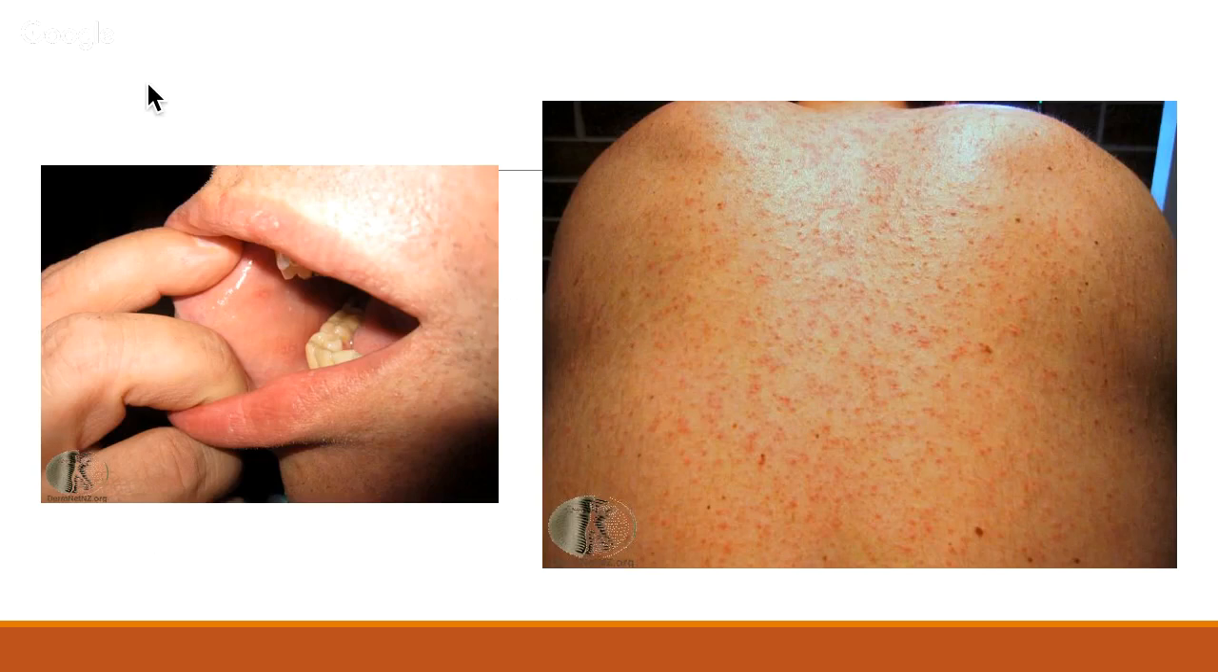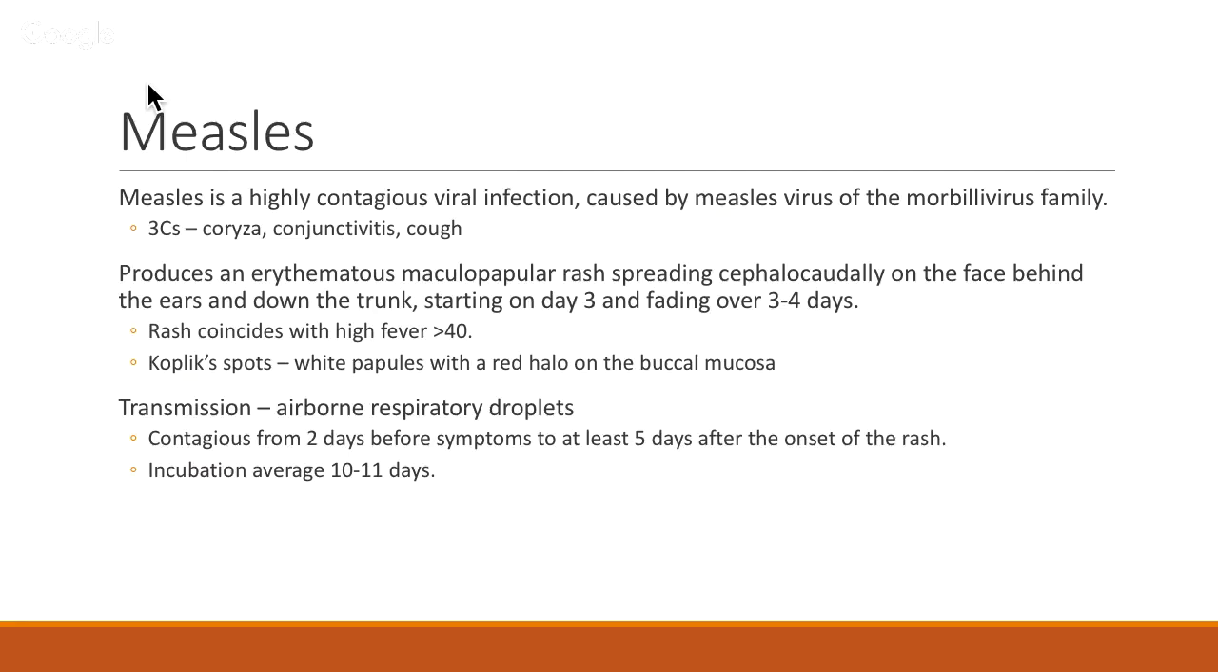So the spots in the mouth might not be really visible, but they're meant to be tiny. You can sort of see tiny white spots there. And then the rash is on the trunk that develops after these spots you get in the mouth. And you also get conjunctivitis and you get a cough. And you get coryza symptoms. It's highly contagious. So measles.